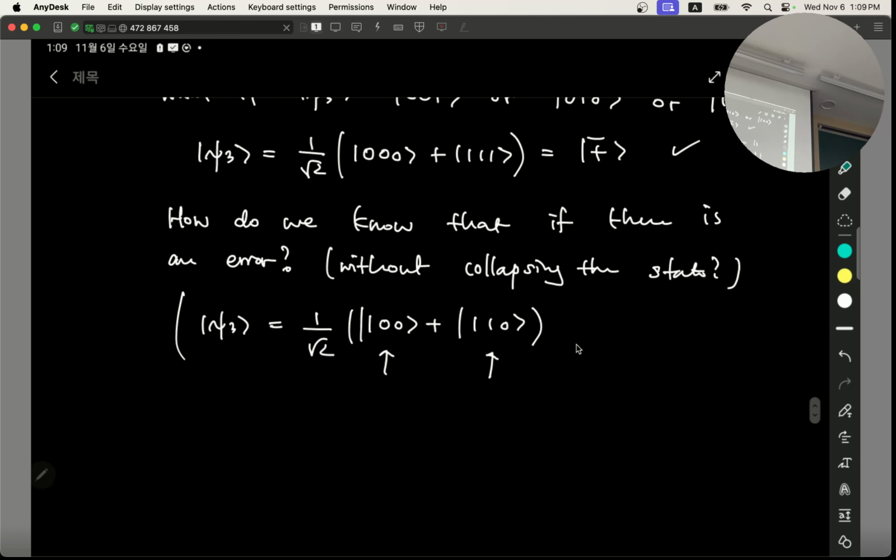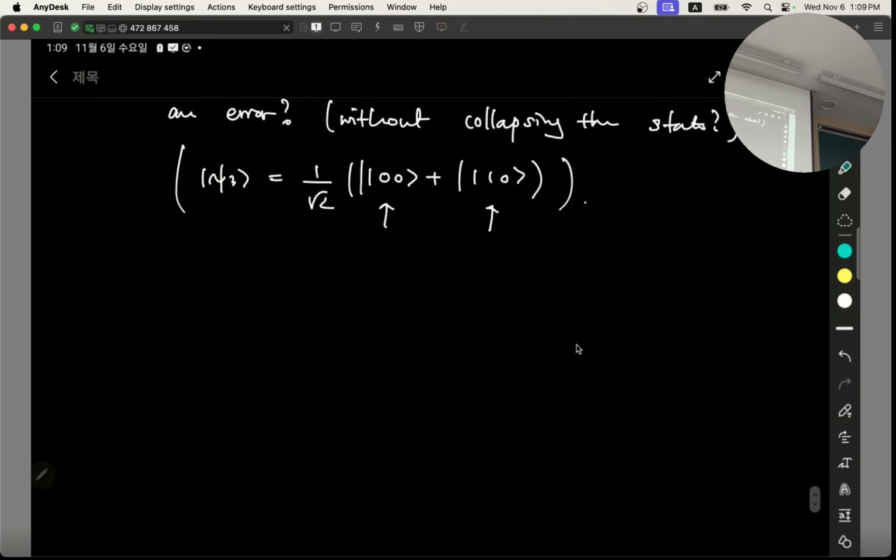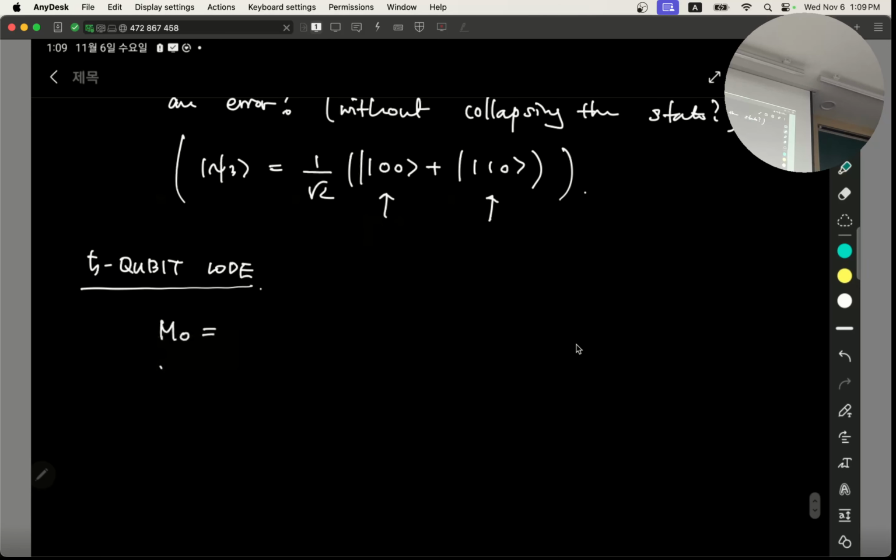So that's the problem. Let's think about it this way. I'll just give you the example of the error correction code, and then let's think about this together. The 5-qubit code is defined as follows. I'm going to define 5 gates, M1 to M4, in the following way.